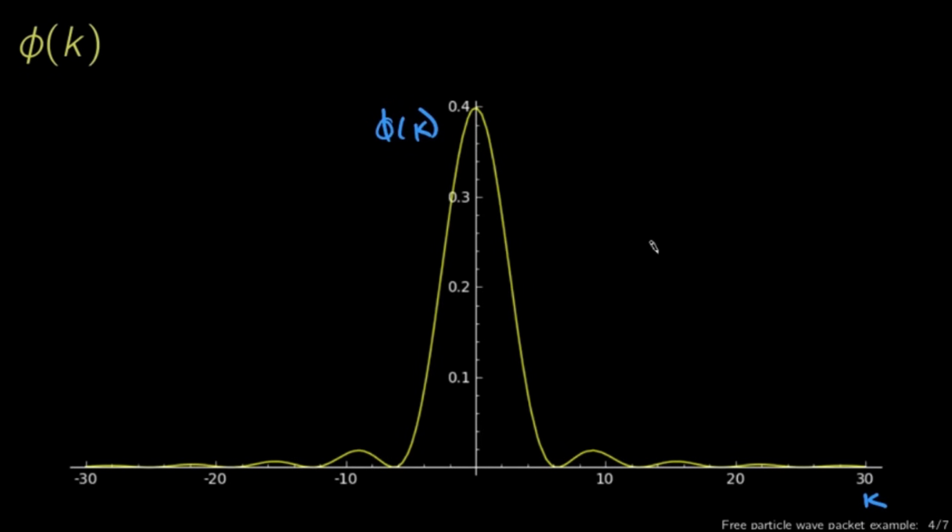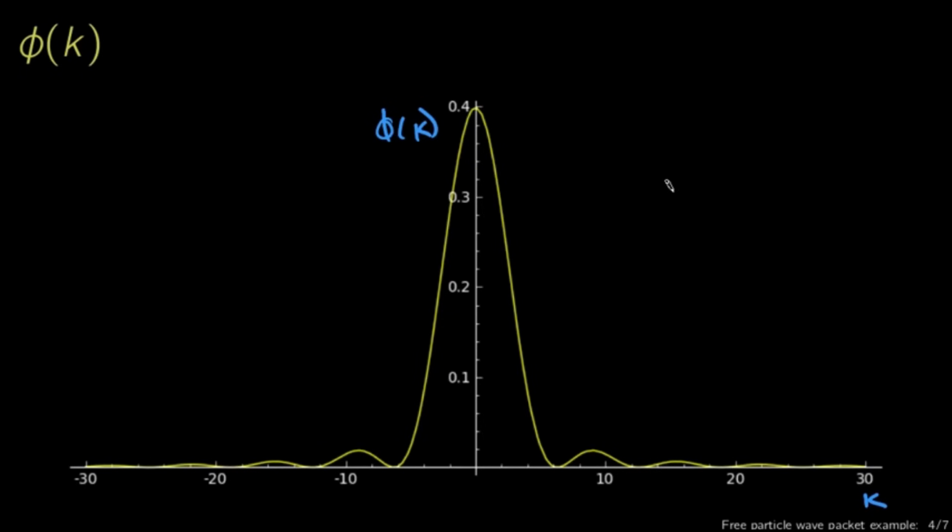What this means from the perspective of the traveling wave solutions is that phi of k, which tells us how much of each traveling wave solution we are going to add up to get our overall wave function, we effectively have equal contributions from left-going waves and from right-going waves. So overall, maybe we expect our wave function not to be moving.